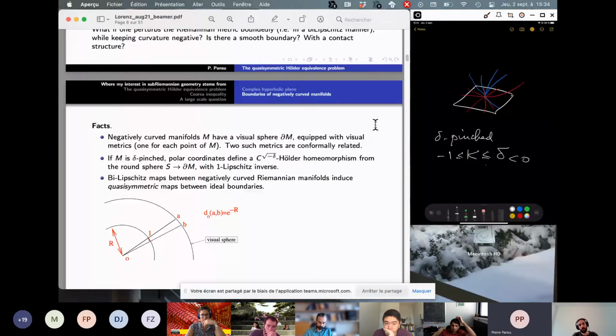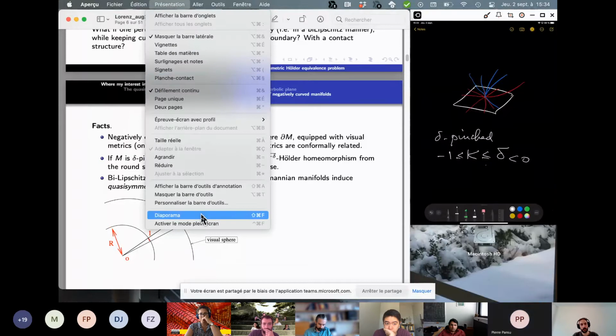these two manifolds, complex hyperbolic plane and this other Riemannian manifold, which is bi-Lipschitz equivalent to it, are related. Their boundaries are related by a homeomorphism which is quasi-symmetric. So quasi-symmetric is a bit like bi-Lipschitz, but in a conformal sense. So it's a bit weaker. So let me show the definition. Maybe a larger picture will help.